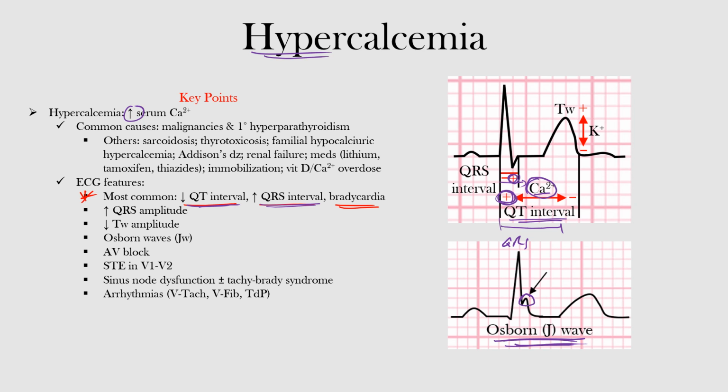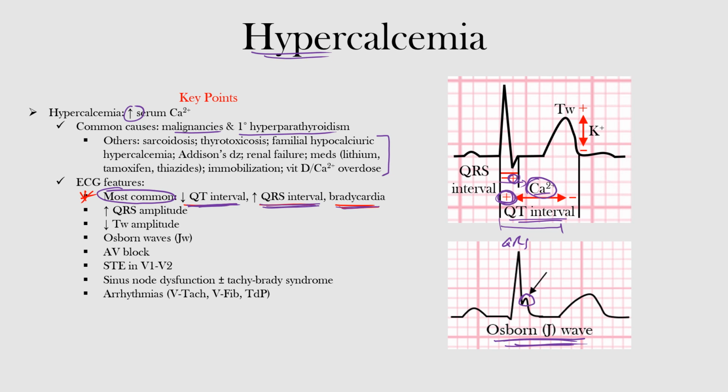All right, let's review what we discussed before we end here. So we talked about hypercalcemia, meaning that we have an increase in serum calcium levels. Now we talked about a number of causes. The main ones are malignancies as well as primary hyperparathyroidism. Okay, and you can see a number of those listed here, other causes as well. In terms of EKG features, the main ones I want you to take away are the most common ones, okay, where we see a decrease in the QT interval, an increase in the QRS interval or duration, as well as bradycardia, so a slower rate of the rhythm.